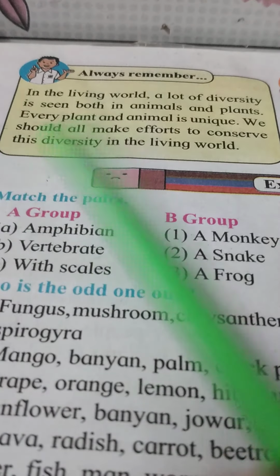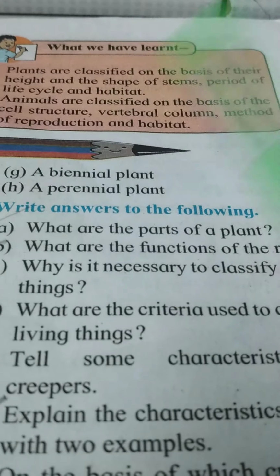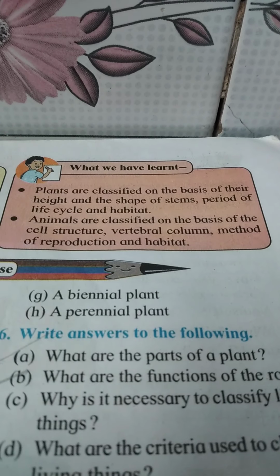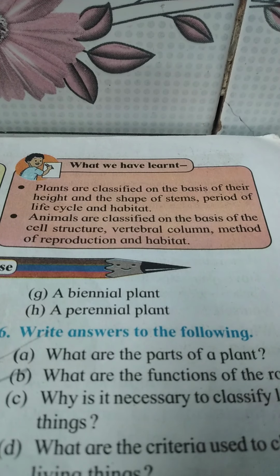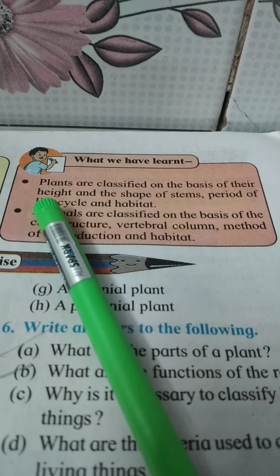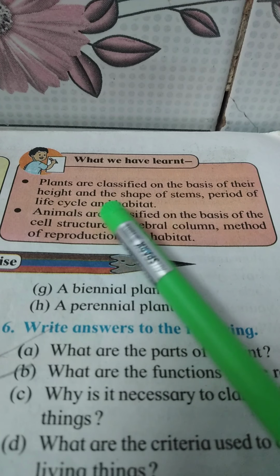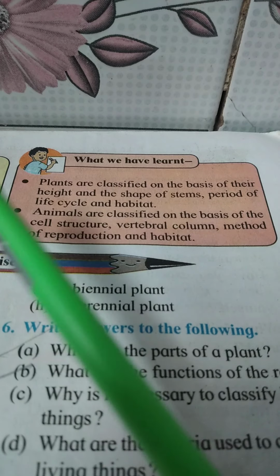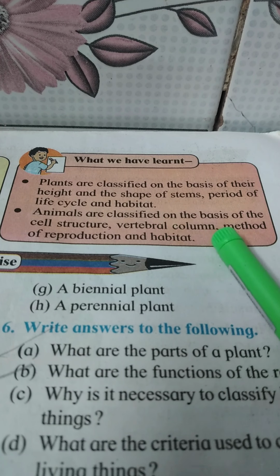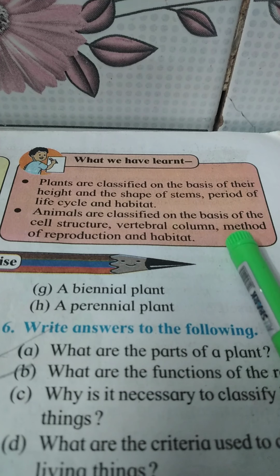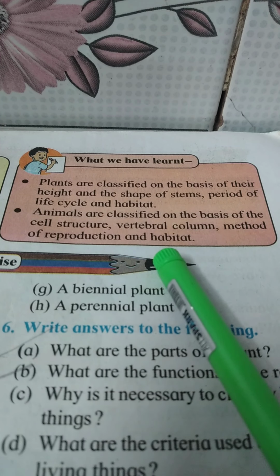You must always remember what we have learned from this lesson. Plants are classified on the basis of their height and the shape of stems, period of life cycle, and habitat. Animals are classified on the basis of the cell structure, vertebral column, method of reproduction, and habitat.